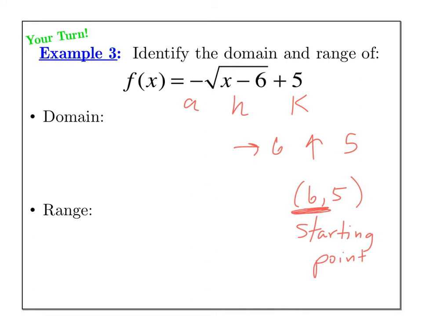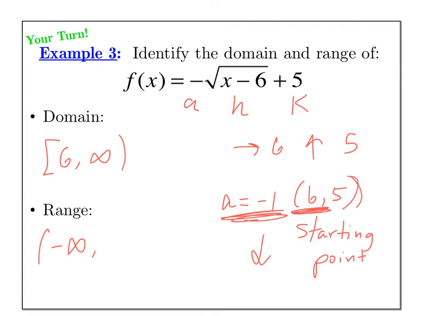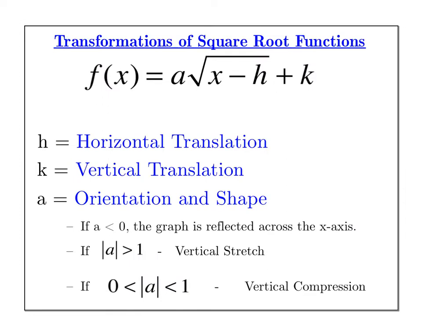That tells me my domain doesn't go anywhere to the left of positive 6. And because the a value is negative 1, we're going to open down, coming from negative infinity and stopping at our k value of positive 5. If that didn't make much sense, graph it. You could always identify the domain and range from looking at a graph. Okay, here we are. The infamous slide with the h and k.